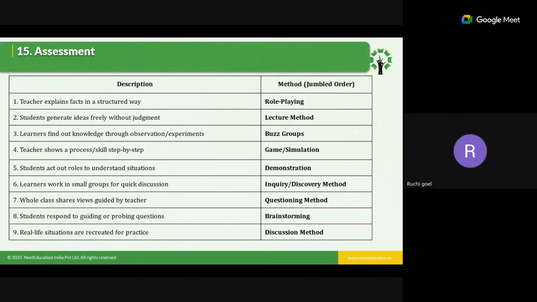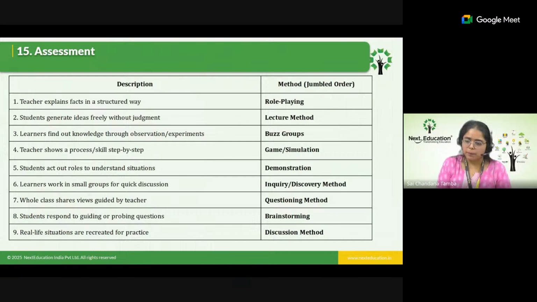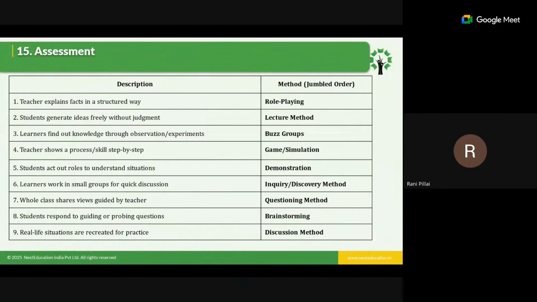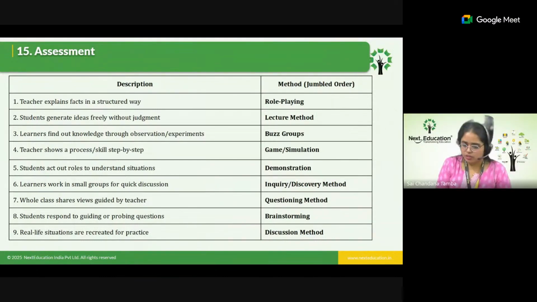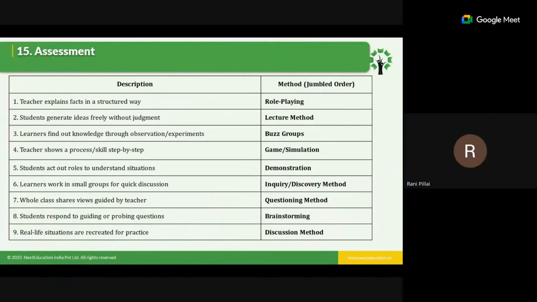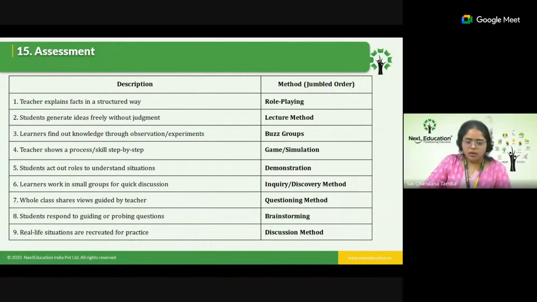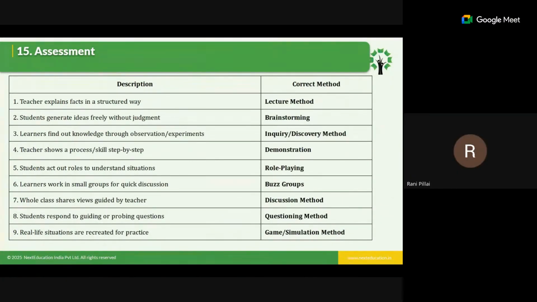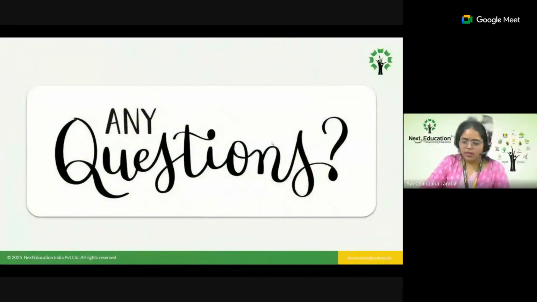Real life situations are recreated for practice. Games and simulation, yes. So now, learners find out knowledge through observation and experiments: inquiry and discovery method. Yes.